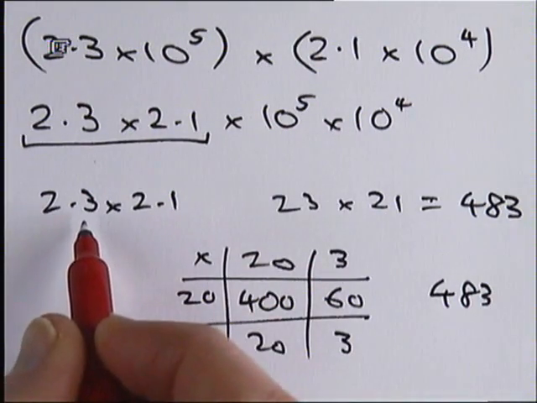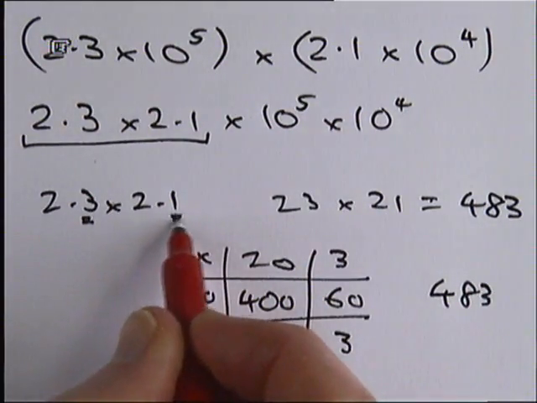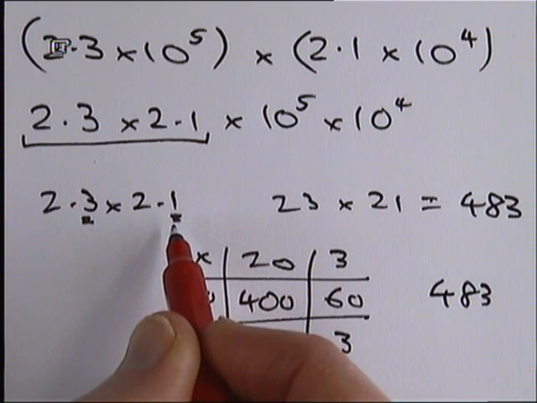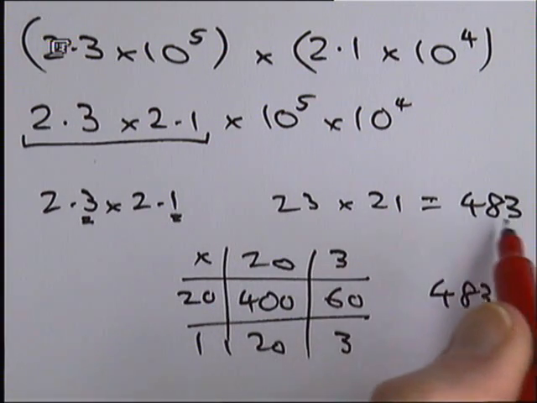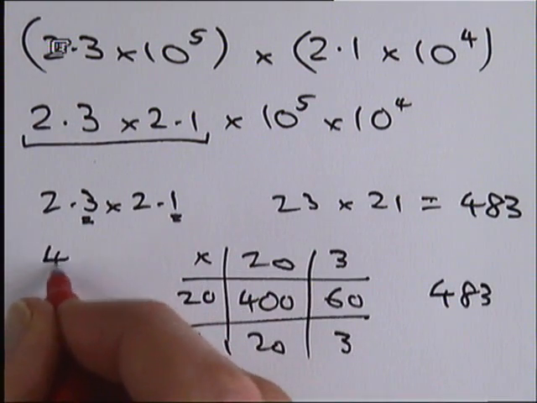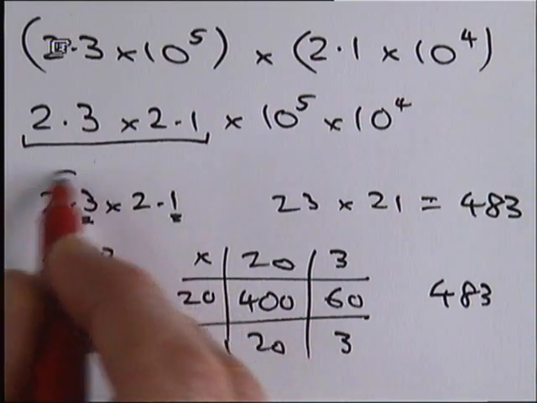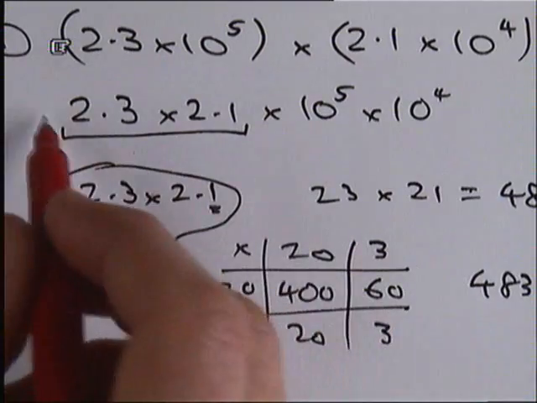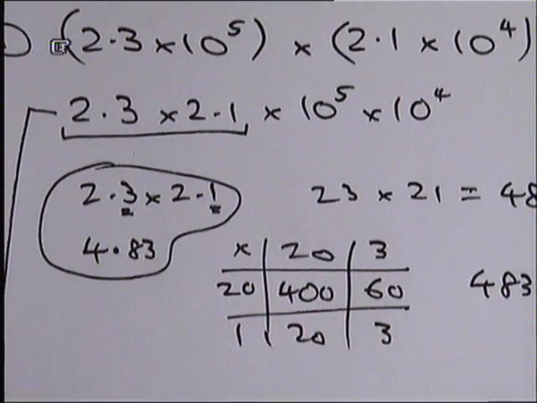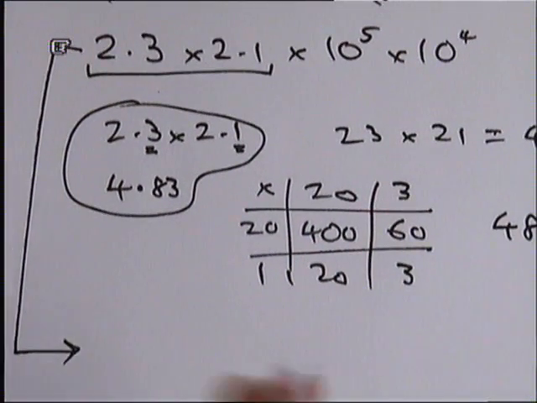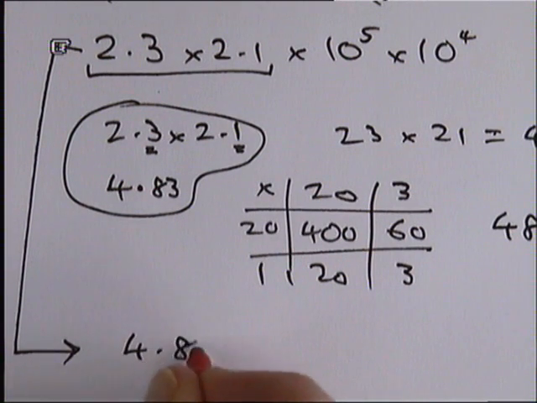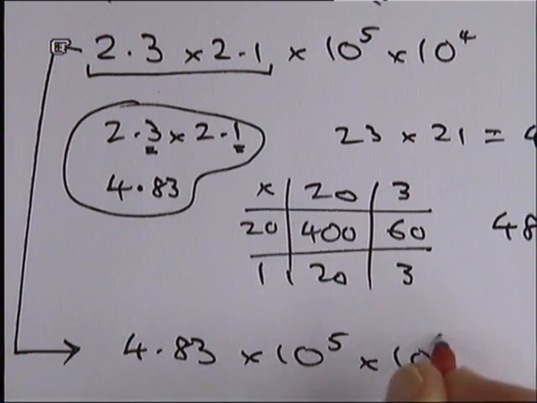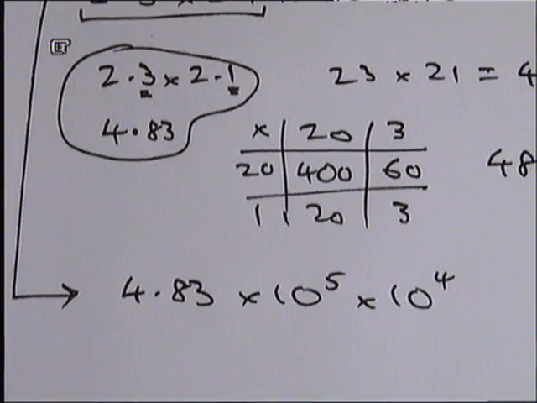The question I was trying to do was 2.3 and 2.1. And I've underlined here two digits that were after the decimal point. So for the answer I need, two of these need to be after the decimal point. So that will be 4.83 will be the answer to that sum. So if I look at the line I've got here, I've just worked out that the 2.3 times 2.1 is 4.83. And I've still now got to deal with the 10 to the power of 5 times by the 10 to the power of 4.